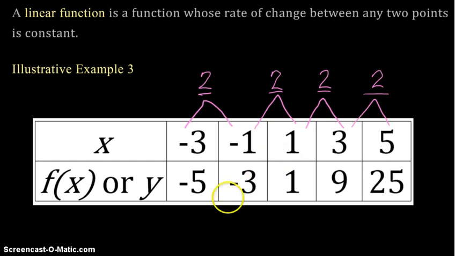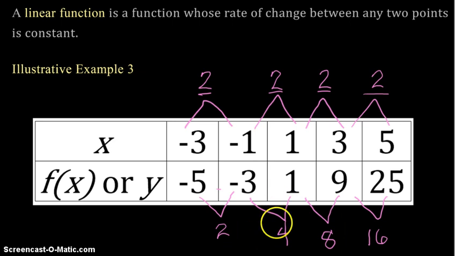So, i-minus natin yung negative 5 ay negative 3. Or negative 3 minus negative 5. So, ang sagot dyan is positive 2. Okay? Next, 1 minus 3. That is positive 4. 9 minus 1. That is 8. And 25 minus 9. That is 16.